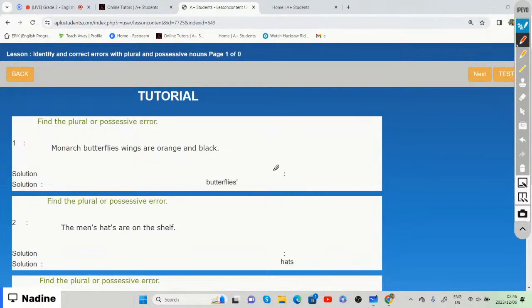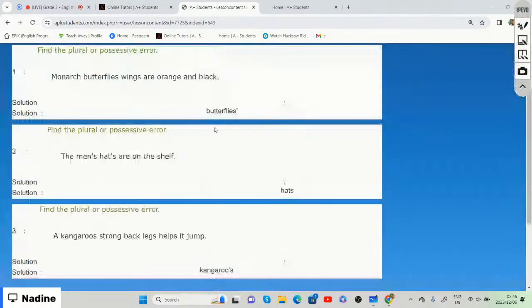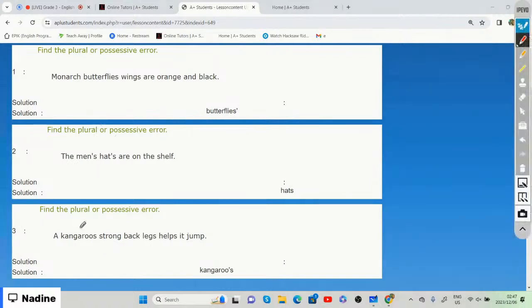So we have butterflies, we have hats. The kangaroo, a kangaroo's strong back legs helps it jump. So if we are going to change this word, then we're going to say a kangaroo's, and we put the apostrophe in front of the S. A kangaroo's strong back legs help it to jump.